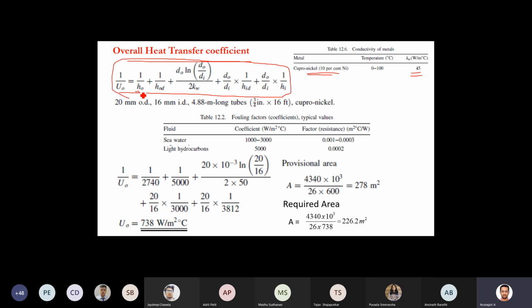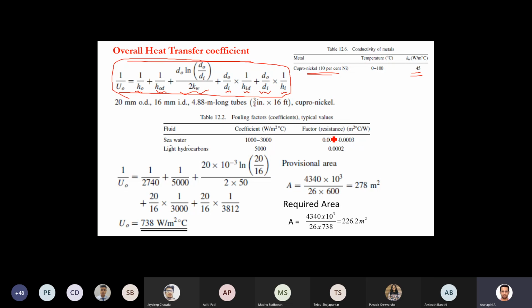So this is your shell side heat transfer coefficient. This is the dirt factor. This is the conductive resistance. This is the area correction factor. This is the dirt factor of the tube side fluid. This is the area correction factor. This is your tube side heat transfer coefficient.